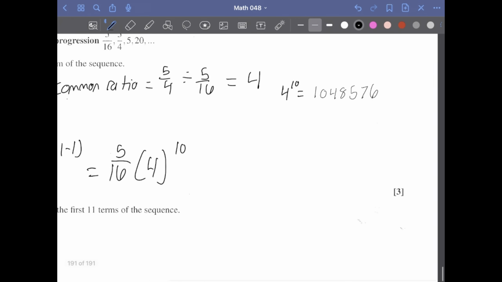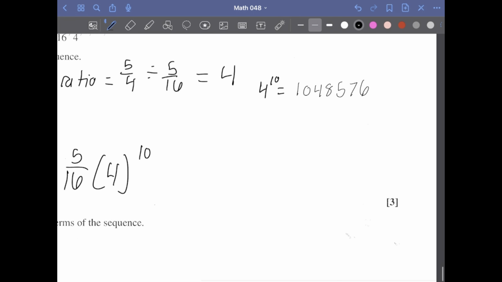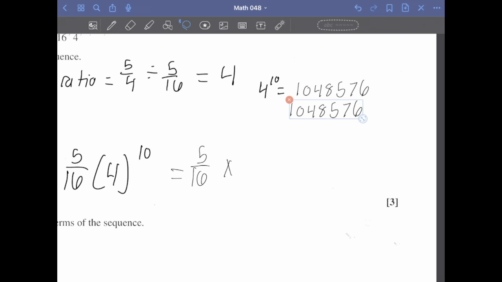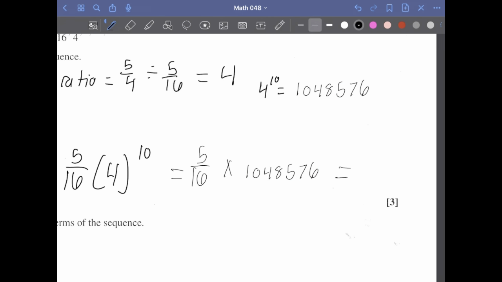So I'm going to multiply that by 5 over 16, so that's 5 over 16 times this, and that gives me 1,048,576 times 5 over 16. That gives me 327,680. Okay, that's our answer.